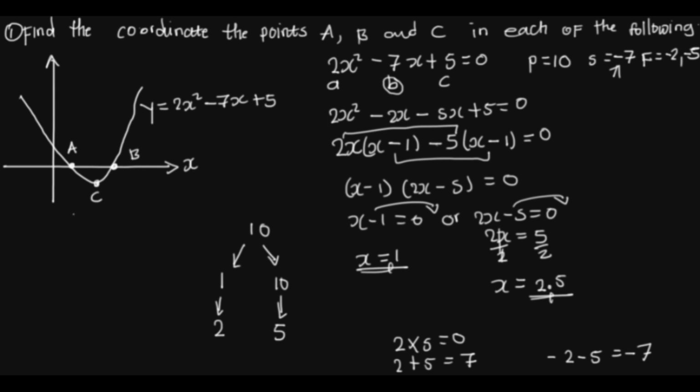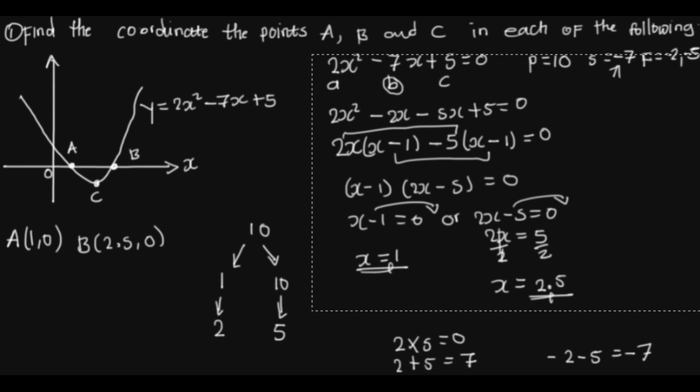Now what we are going to do is go back to our xy plane, and we can see that point A is closer to the origin, then B is further from the origin. So the one with the lowest number is the one closer to the origin. So our A is 1, 0, since 1 is closer to 0. Then our B will be 2.5, 0. So these are the points for A and B.